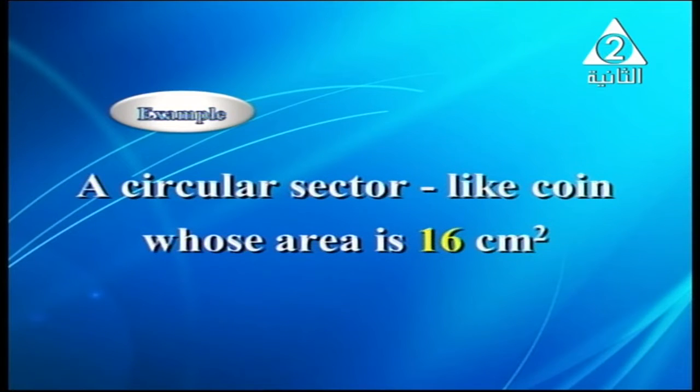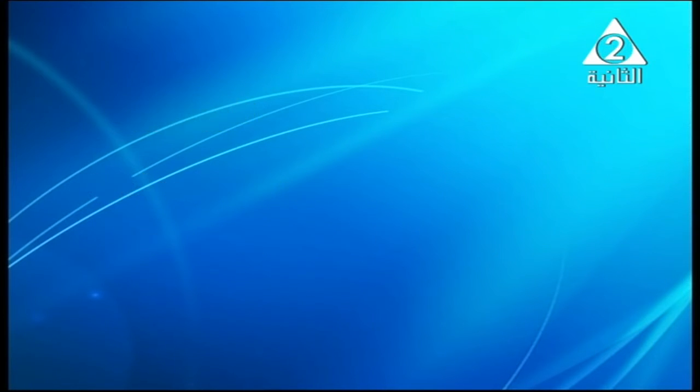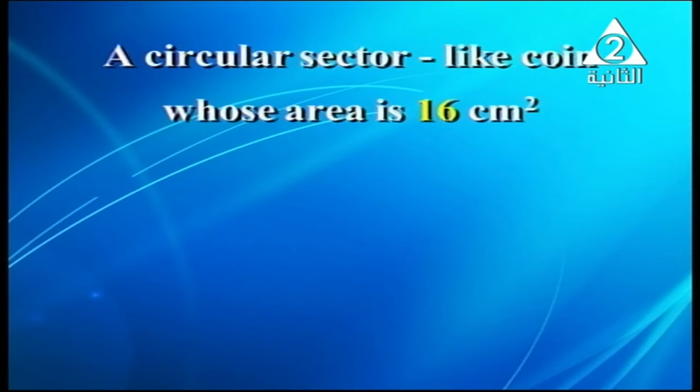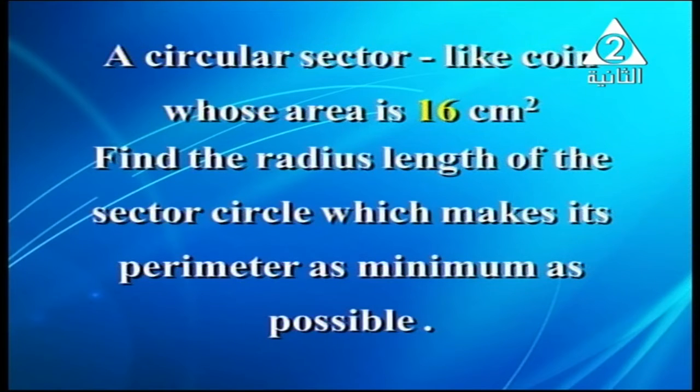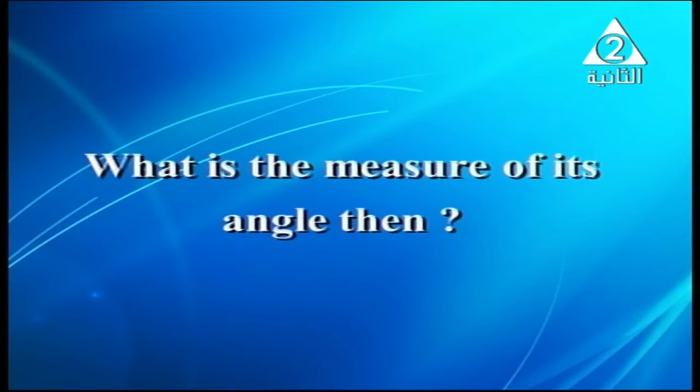A circular sector like cone whose area is 16 centimeter squared. Find the radius, length of sector circle which makes its perimeter as minimum as possible. What is the measure of each angle then?